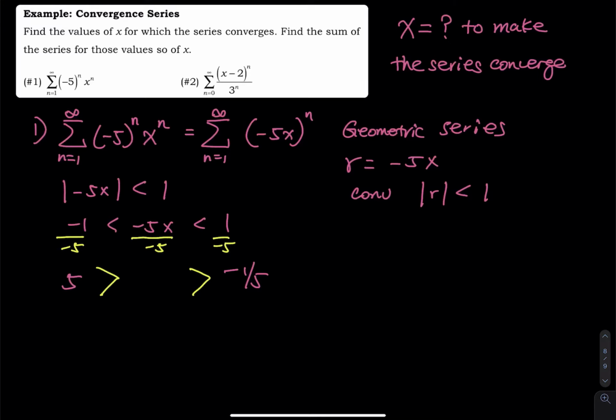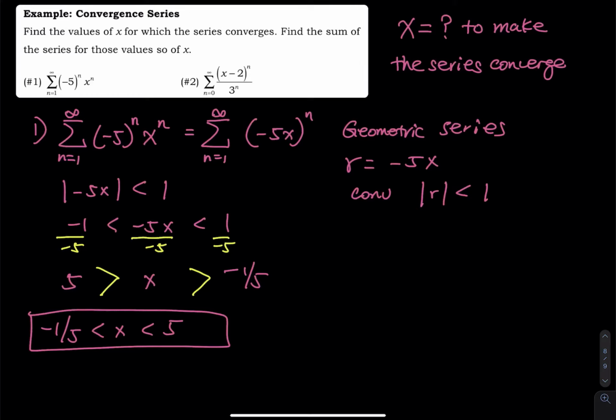So this is an x. You can reverse that back. So negative 1/5 is less than x, which is less than 5. This is your final answer. In order for the geometric series to be convergent, x must satisfy this inequality. All right.